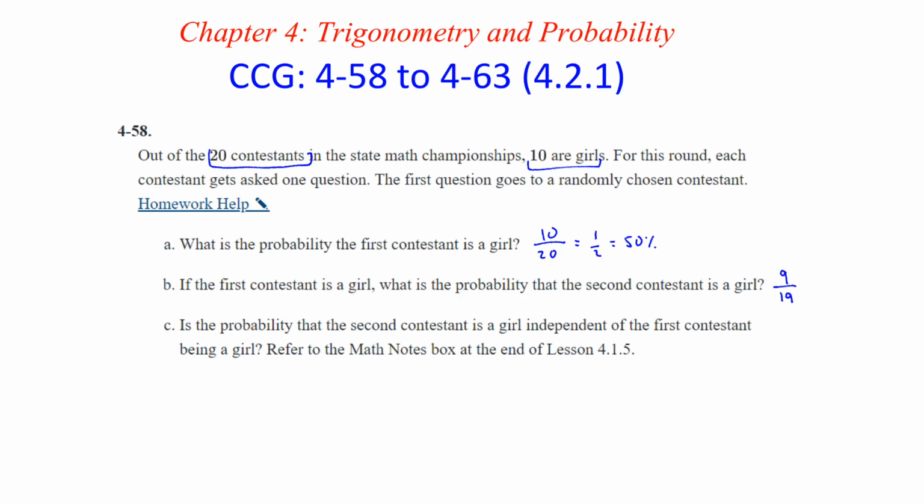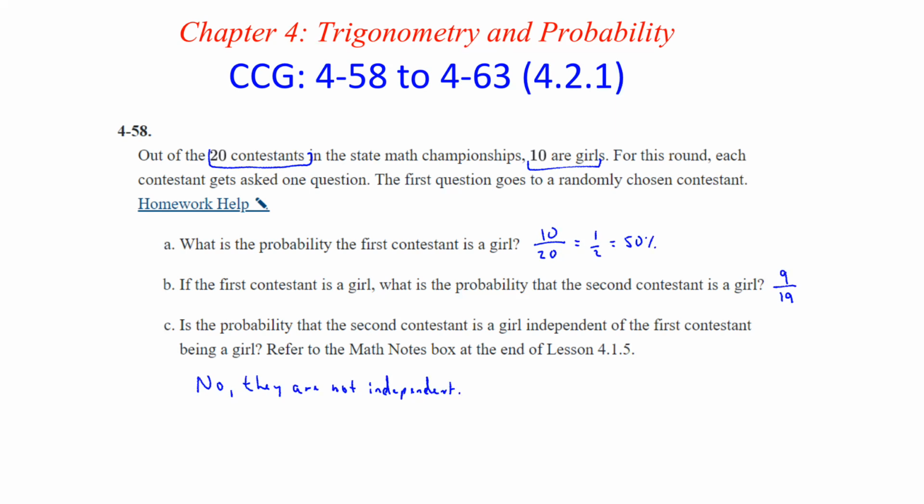Part C. Is the probability that the second contestant is a girl independent of the first contestant being a girl? Refer to the math notes box at the end of lesson 415. For it to be independent, one doesn't have to do with the other. From A to B, we had 20 contestants, and now we only have 19. Those probabilities would have to be the same if they were independent of each other. So is the probability that the second contestant is a girl independent of the first? The answer is no, they are not independent of each other.